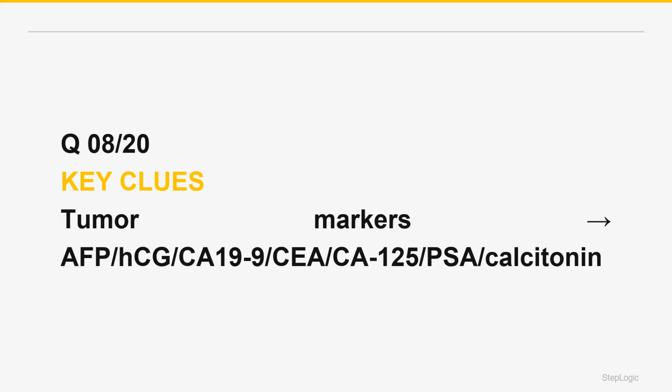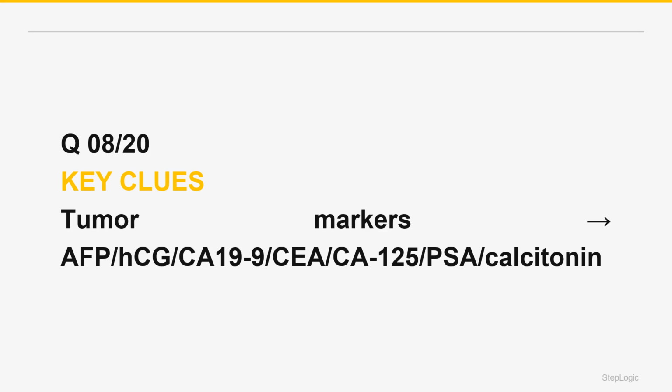Tumor markers are mostly used to monitor treatment response and detect recurrence, not to screen. PSA is a partial exception. The high-yield matches: alpha-fetoprotein, AFP, is elevated in hepatocellular carcinoma and in yolk sac tumors, non-seminomatous germ cell tumors. Beta-hCG is elevated in choriocarcinoma, hydatidiform mole, and germ cell tumors.